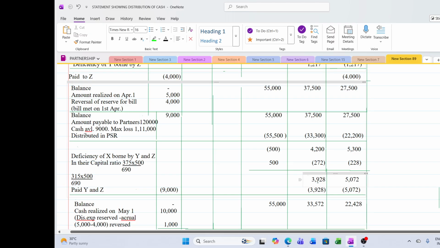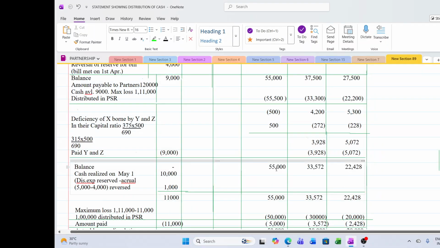So the balancing amount 3,928 and 5,072, totaling 9,000, is paid to Y and Z. 3,928 out of 9,000 is paid to Y, and 5,072 out of 9,000 is paid to Z. Now their balance comes down because we have made payment of 3,928 out of 37,500. So the balance comes to 33,572. Same way, 27,500, we have paid 5,072, so the balance comes to 22,428. And for X we did not make any payment, so the balance comes as such.